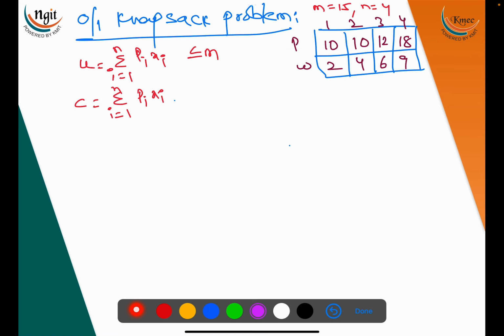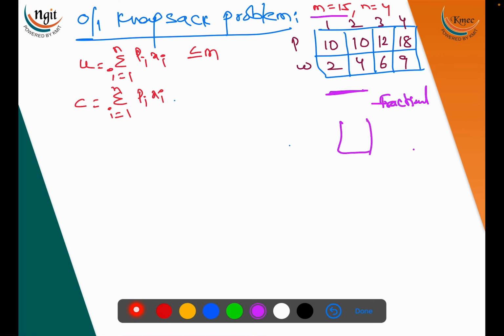There are 4 objects that I'm considering. The capacity is m equal to 15. I have 4 objects to place inside the bag. The profits of each object are 10, 10, 12, 18, and the weights of each item are 2, 4, 6, 9. One more important thing is, if we are taking any object, then we must take the complete object or not take it at all. So that means no fractional part of an object can be placed inside the bag.